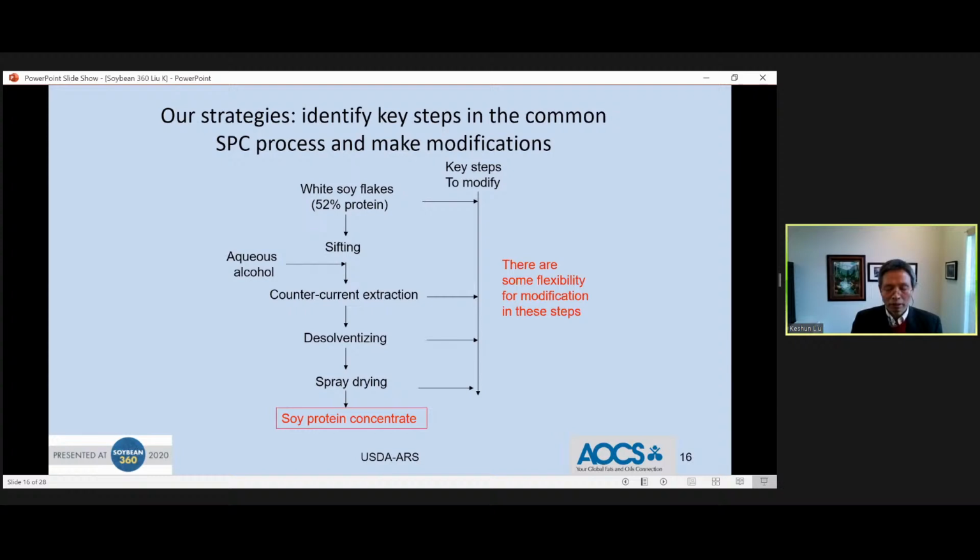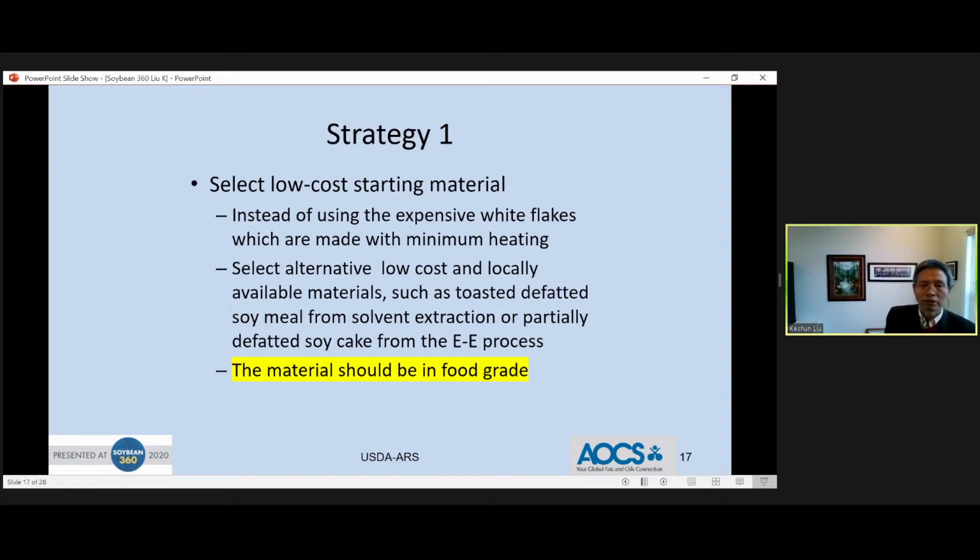Strategy one: we select a low-cost starting material. Currently the product uses white flakes, which are made with a minimum or some level of heat treatment. This material is relatively expensive. So we select alternative low-cost, locally available materials, such as defatted soy meal, toasted defatted soy meal, and also the partially defatted soy cake from the EE process I just talked about. Regardless of the material, even though they are lower cost, the key is that this material should be food grade because we are going to eat the product.